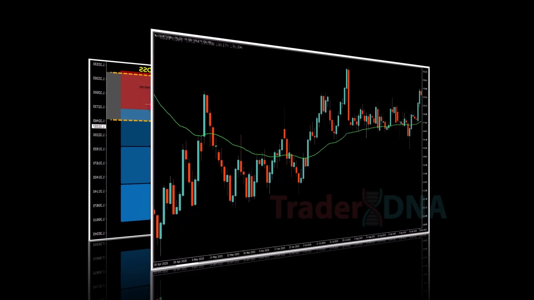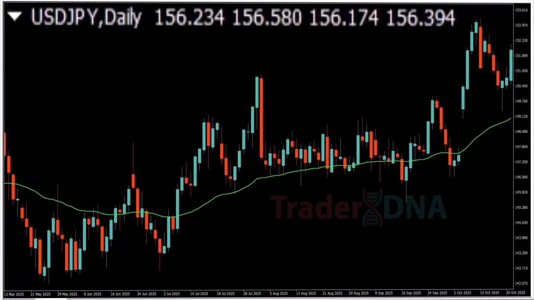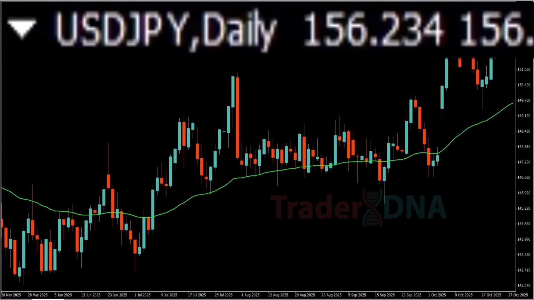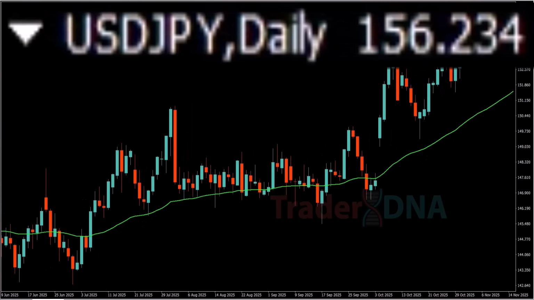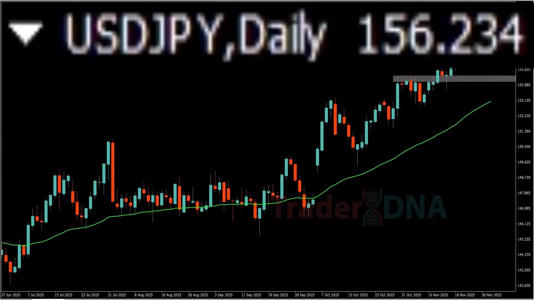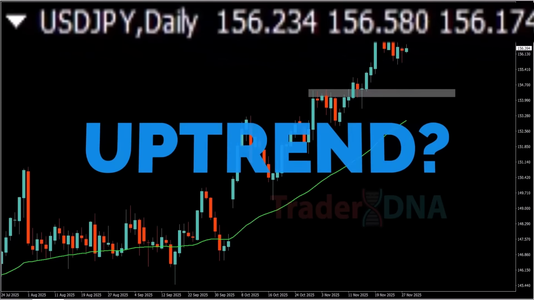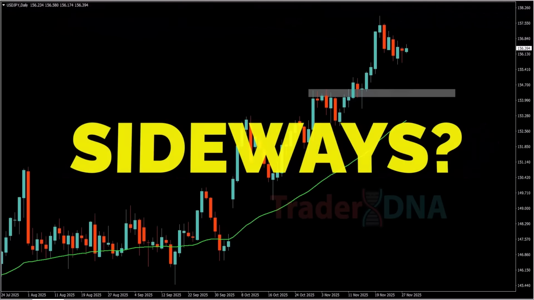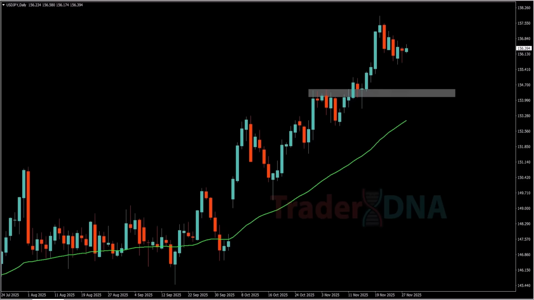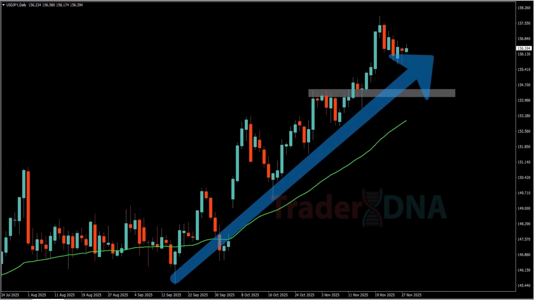All right, let's jump straight into USDJPY because this chart is absolutely screaming with momentum right now. Before we dive deep, let me ask you a super simple question. What do you think the market is doing here? Uptrend, downtrend, sideways? If you looked at it even for half a second, you already know the answer. This thing is clearly, unmistakably bullish. And the best part, the structure is ridiculously easy to read. We're talking about a textbook uptrend, one of the cleanest you'll ever see.